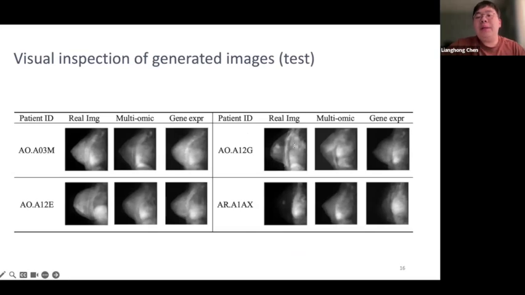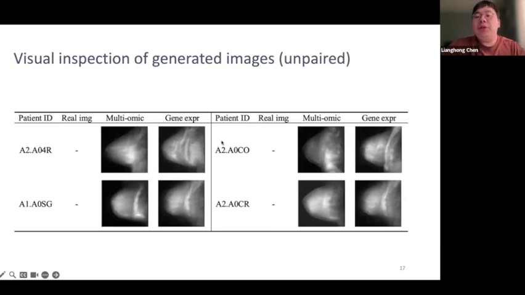Then we perform some visual inspection for the generated images. Here, for patients in the test set, we list the real image, the image synthesized from multi-omic data, and the image synthesized from gene expressions. By comparing the similarity between real images and synthesized images, we can find most of the images have similar shaded and highlighted regions.